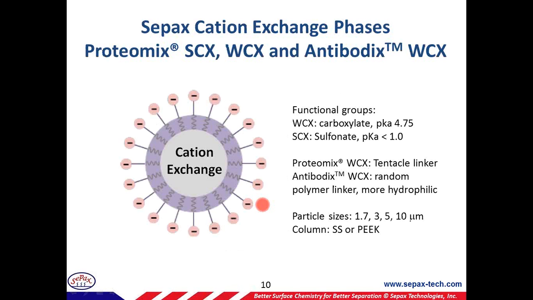All right, let's move on to Sepax cation exchange phases. We offer 3 cation exchange phases: Proteomix SCX and WCX, and another one, Antibodix. The difference between the WCX and SCX is the functional groups. With WCX, the functional group is carboxylate, with a pKa of 4.75, and the SCX is a sulfonate group with a pKa less than 1.0. I have to mention all 3 phases are PS-DVB, a polymer-based resin core structure. So the cores here are all the same, PS-DVB.